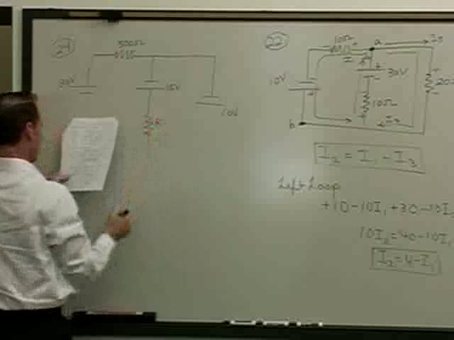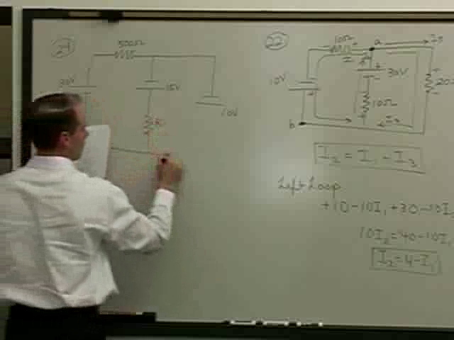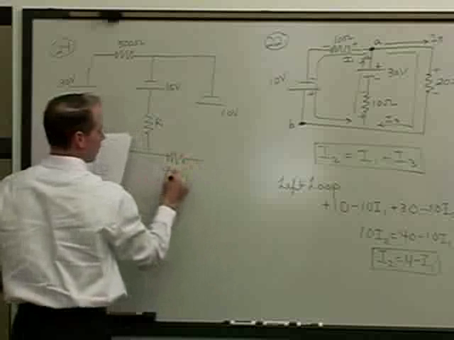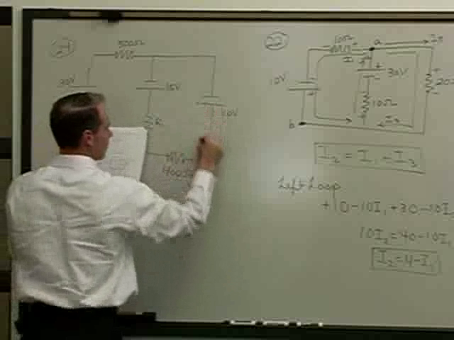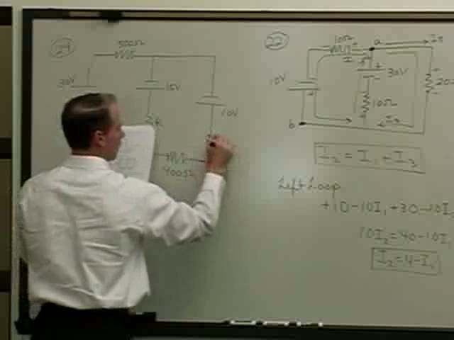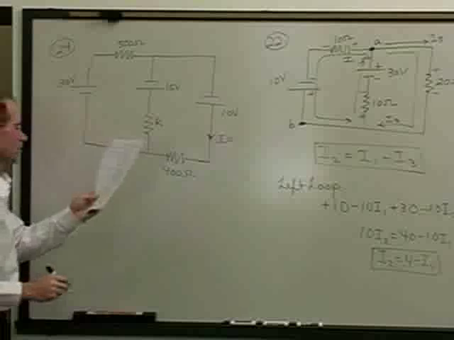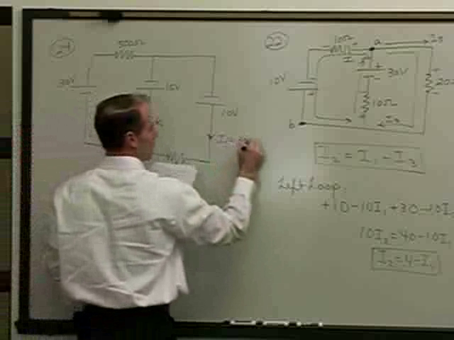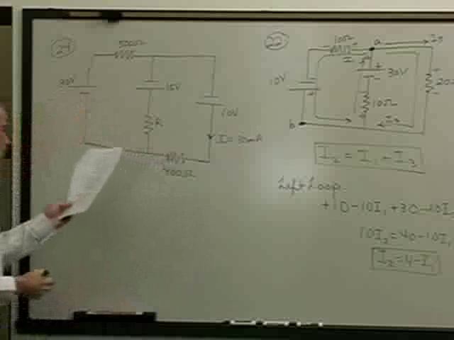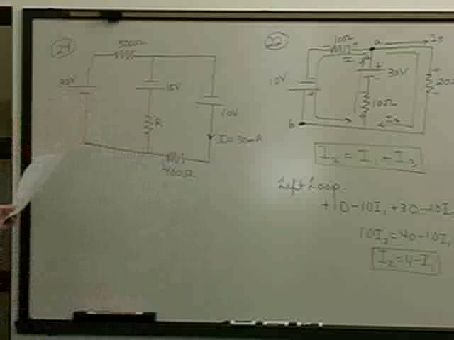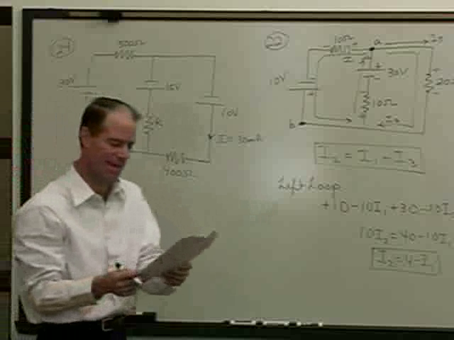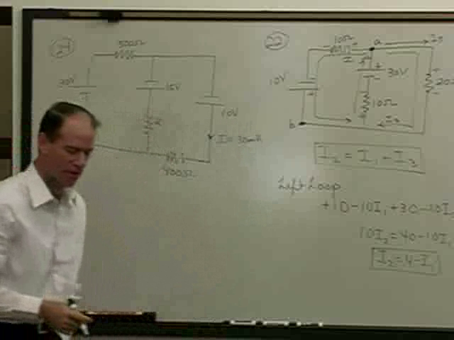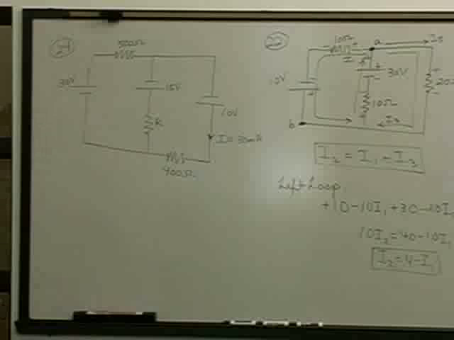Some unknown resistor here. 400 ohms down here. And we're told that this current here is 30 milliamps. And we want to find the magnitude and sense, the direction, of the current in the 500 ohm resistor. 3 batteries, one resistor that we don't know, but we are given one of the currents.